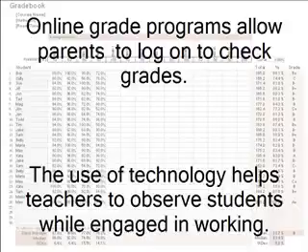The use of technology helps teachers to observe students while engaged in working. Another part of that is communicating face-to-face so that there are no misunderstandings. One way to address this issue is for educators to make weekly calls to parents and share about that child's week. I have learned that this is a great way to involve parents in the child's education.